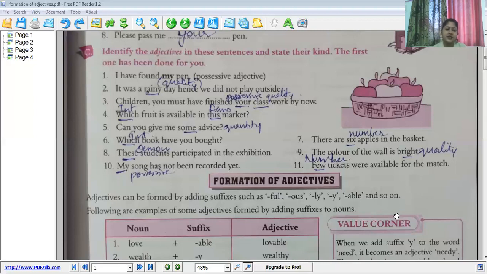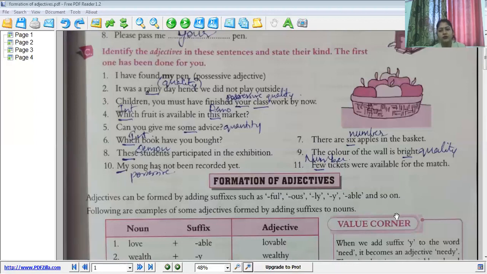The 10th sentence: My song has not been recorded yet. Now, my song. Whose song is it? Mine. So it is my possession, children. So my will come under possessive adjective. Coming to the last sentence: Few tickets were available for the match. Can you count tickets, children? Yes. So you are using few as an adjective of number. Okay, children. That finishes our exercise.